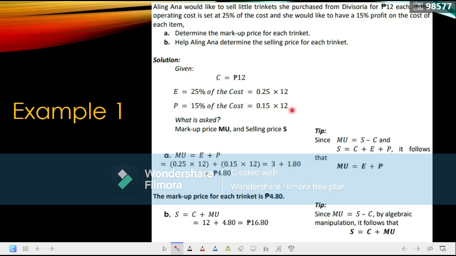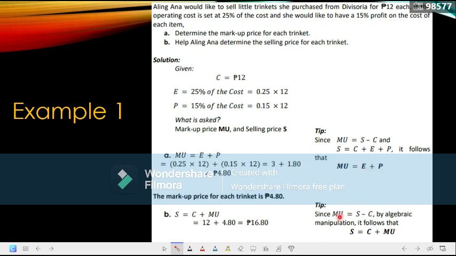Okay, since we are asked to find the markup price for each trinket, we will have the markup price, or MU, and selling price. Remember, the markup is equal to the selling price minus the cost price, and the selling price is equal to the cost price plus the operating expenses plus the profit. So it follows that the markup is equal to the operating expenses plus the profit.